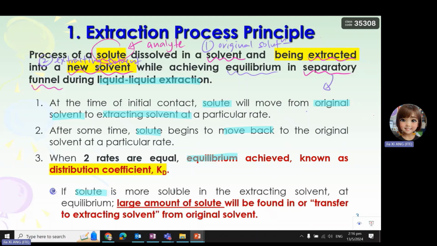If the solute is more soluble in the extracting solvent, which is what we want, a large amount of solute will be found, or we say transferred, to the extracting solvent from the original. That means most of the solute we want to be extracted by the extracting solvent. So this is actually what we want to achieve. We want the solute to be extracted by the extracting solvent.